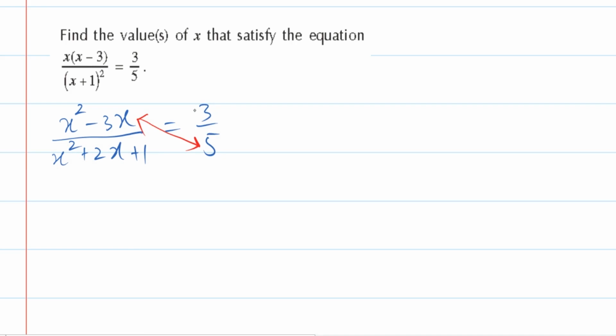I will cross multiply to convert them into general form. 5 multiplied by x square minus 3x will become 5x square minus 15x.